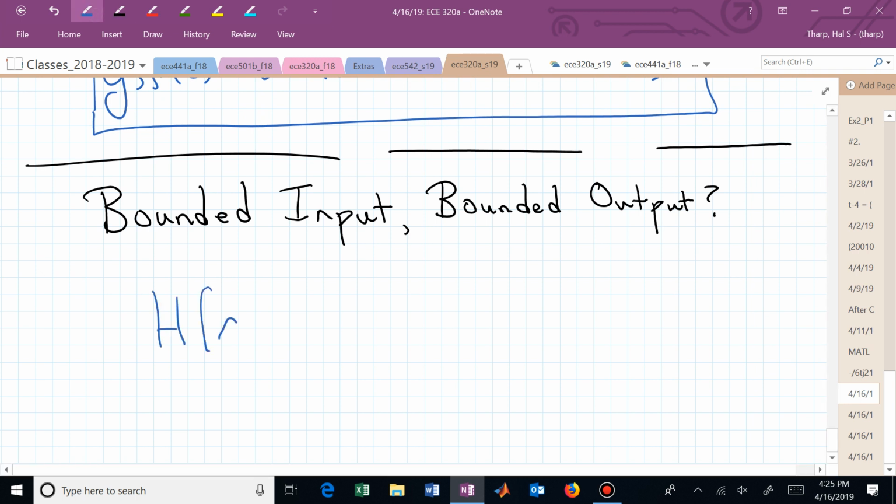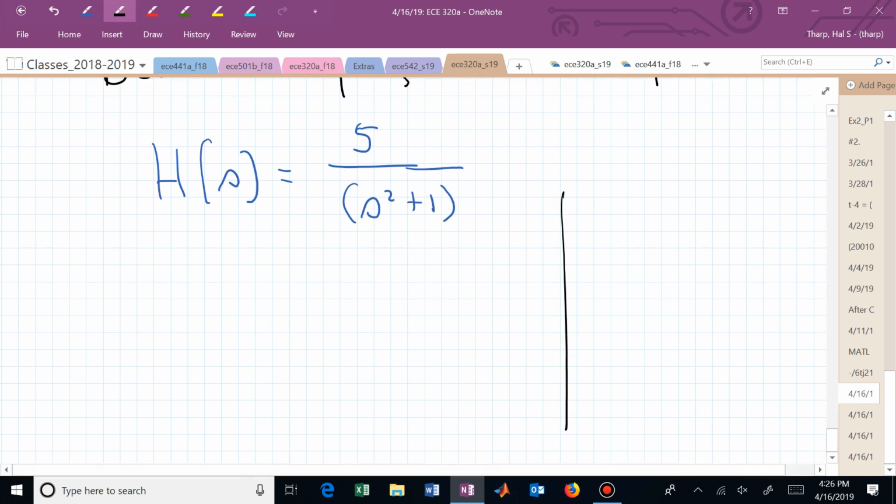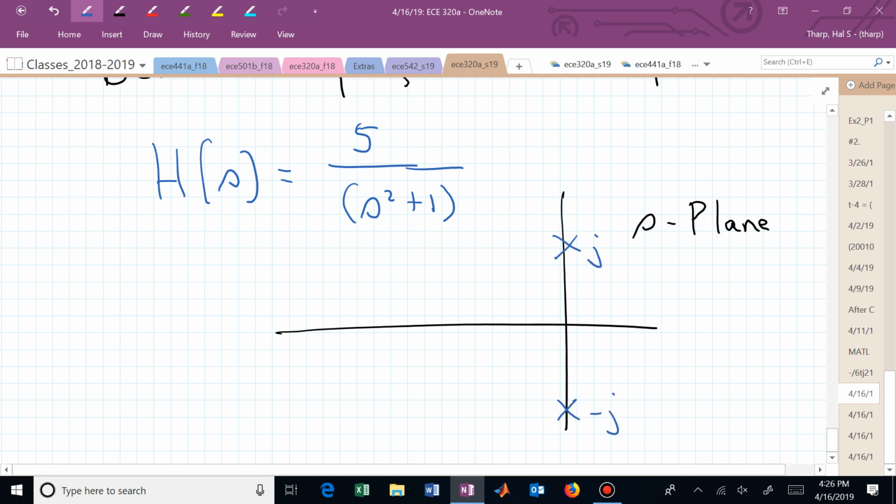Suppose somebody gives you the following transfer function of a system, and let's say it's 5 over s squared plus 1. Where are the poles of that transfer function? You can draw better than I can. They're supposed to be at plus and minus j. My upper pole looks like it missed the imaginary axis a little bit, but it's there.